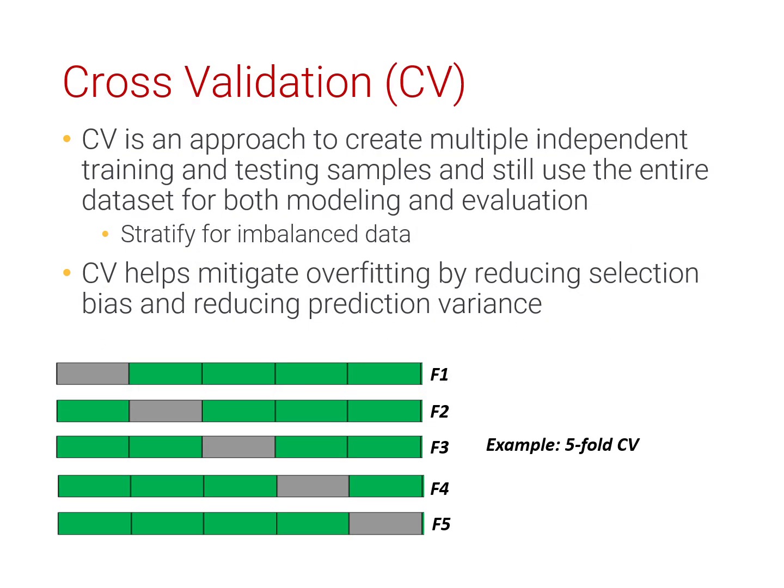Cross-validation, or CV for short, is a sophisticated approach that allows us to create multiple, independent training and testing samples, while still utilizing the entire dataset for both modeling and evaluation. It addresses the fundamental challenge of assessing a model's performance on unseen data and provides a more reliable estimate of its true predictive power. At its core, cross-validation involves partitioning the dataset into several subsets or folds, and iteratively using each fold as a testing set, while the remaining folds serve as the training set.